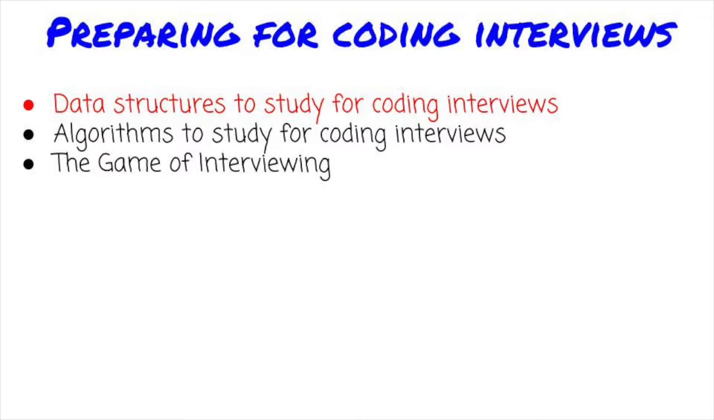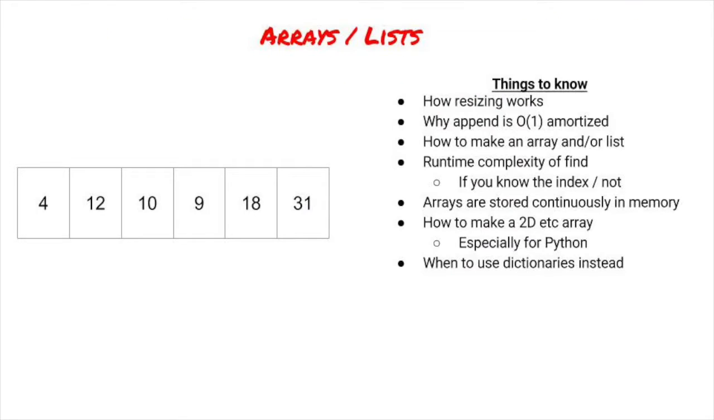Let's start with the most basic data structure, the array. Most languages also have lists built on top of arrays. Arrays themselves are usually static, whereas you can resize lists or dynamic arrays. You should know that resizing an array makes appending O(n), but amortized O(1), and you should know how that works and why.